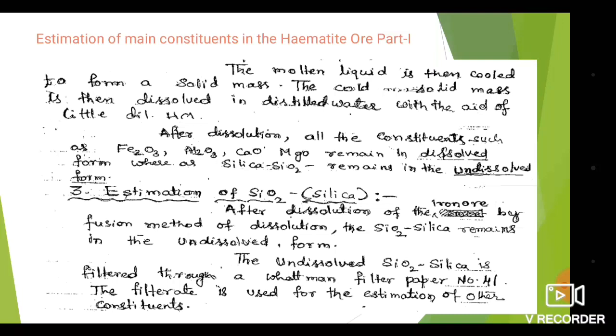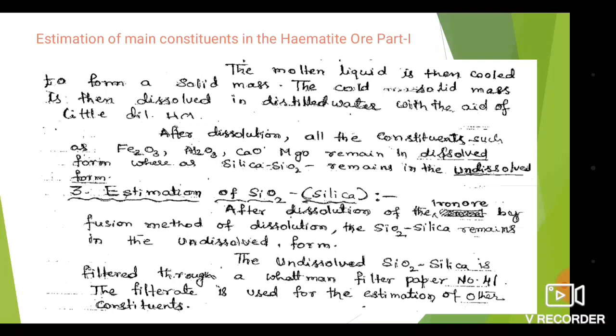After dissolution, all the constituents such as Fe2O3, Al2O3, calcium oxide, and magnesium oxide remain in dissolved form, whereas the silica remains undissolved as a residue. So the next step is the estimation of silica, that is SiO2. The undissolved SiO2 silica is filtered through a Whatman filter paper number 41. The filtrate is used for the estimation of other constituents.